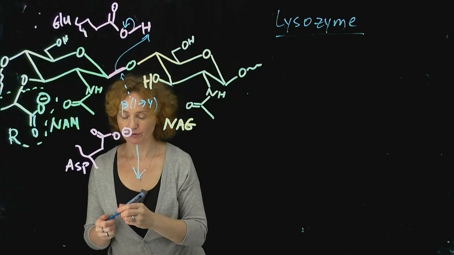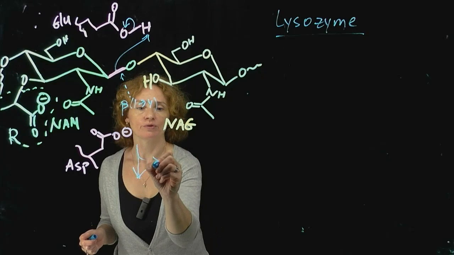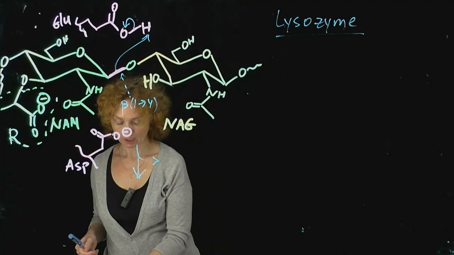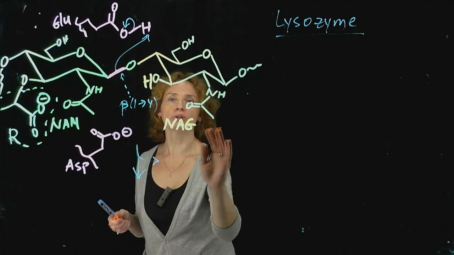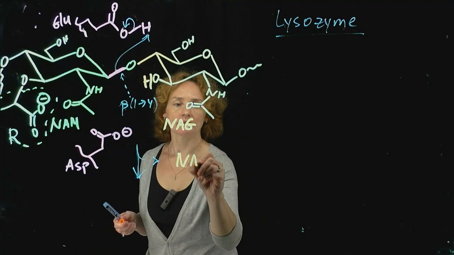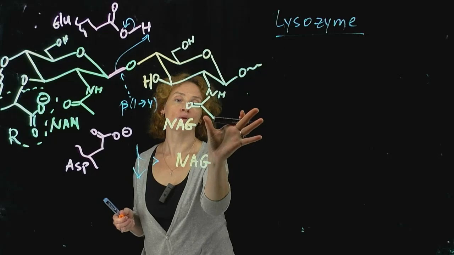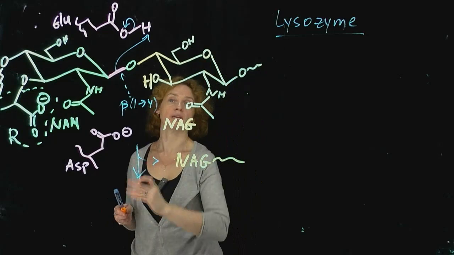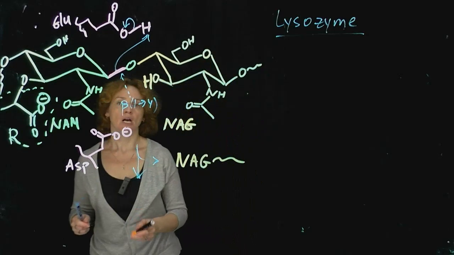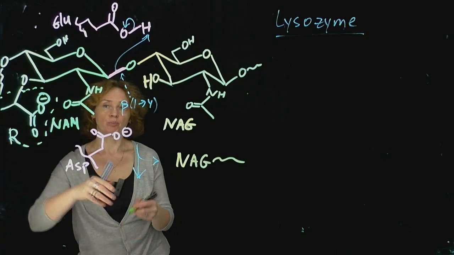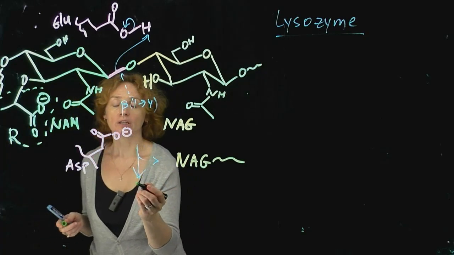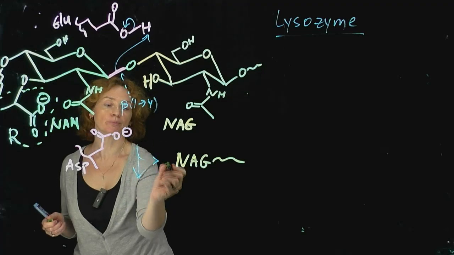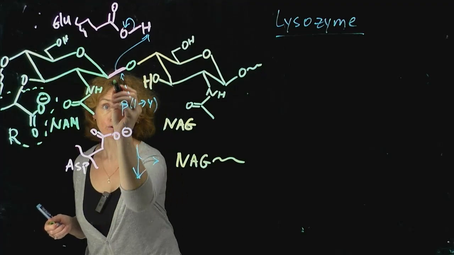As a result of the first step, one of the products will already be leaving the catalytic site of the enzyme, and this product will be the part of our substrate which has N-acetylglucosamine residue at the end, right? But what happens with the second part of the substrate? It will form an oxonium ion, right?